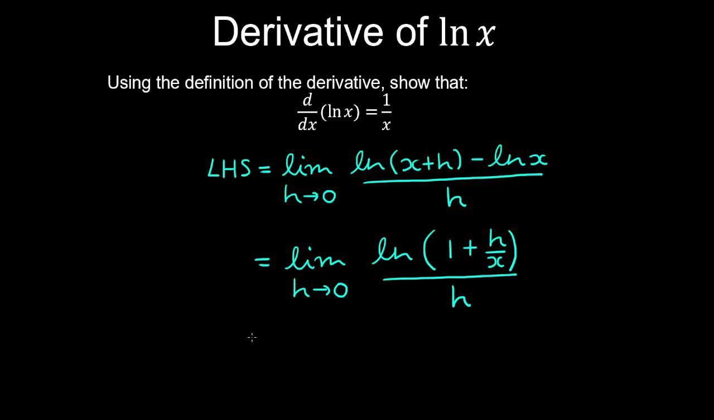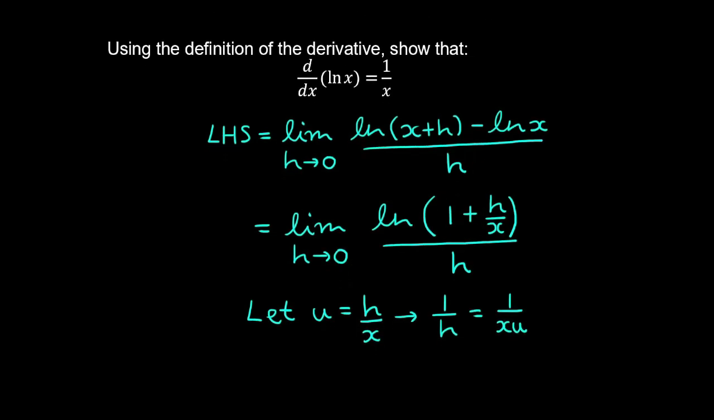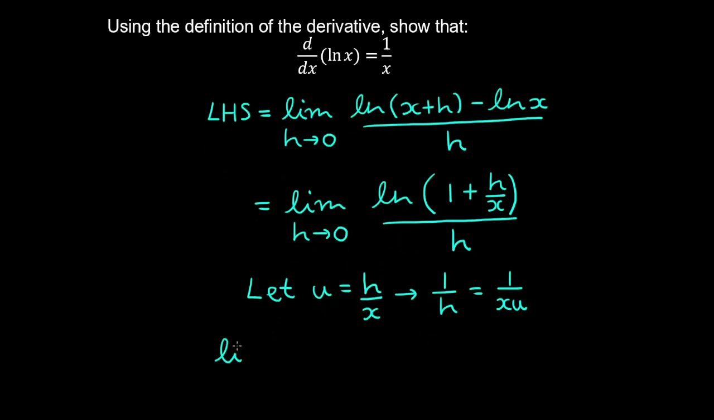So if we let u equal h on x, well, that implies that 1 on h is equal to 1 on x by u. And now we can change the limit. So we have the limit as h goes to 0. So when h goes to 0, u goes to 0. And we can substitute for 1 on h.